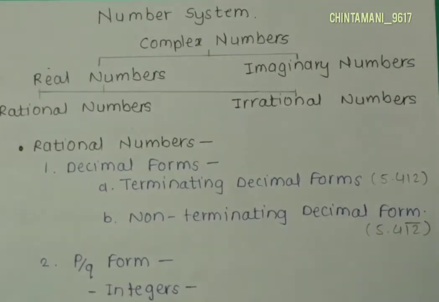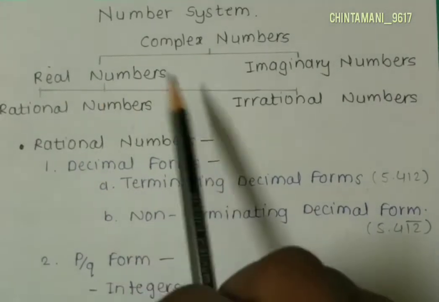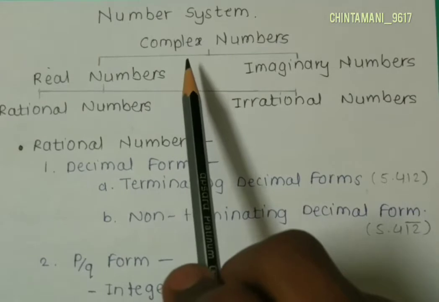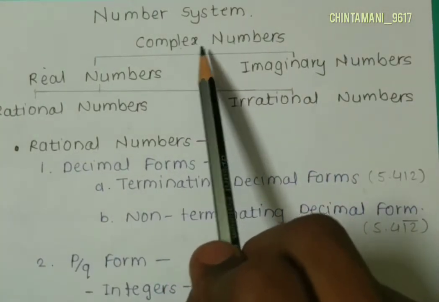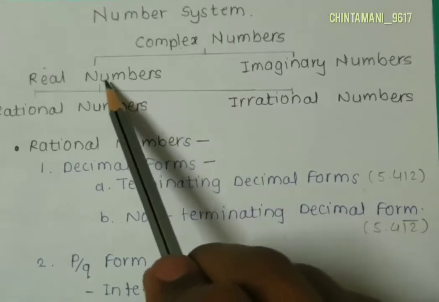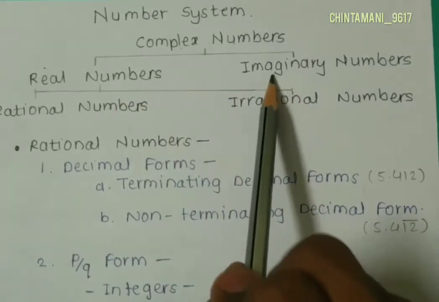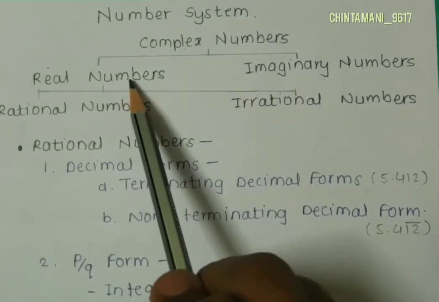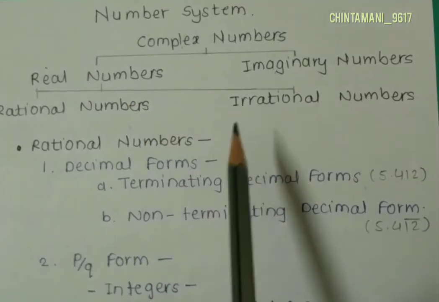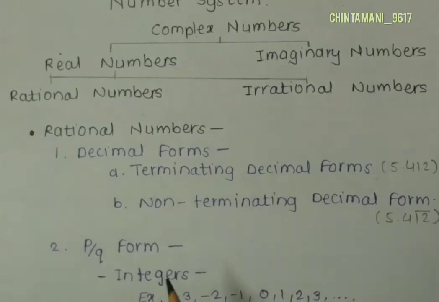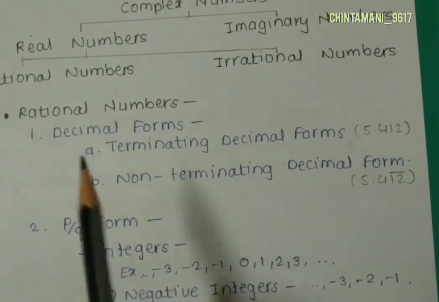So starting with the number system. First, the numbers in the number system, the complex numbers, are given. The complex numbers are divided into two formats: real numbers and imaginary numbers. Further down, the real numbers are divided into rational numbers and irrational numbers. In rational numbers, there are two types.